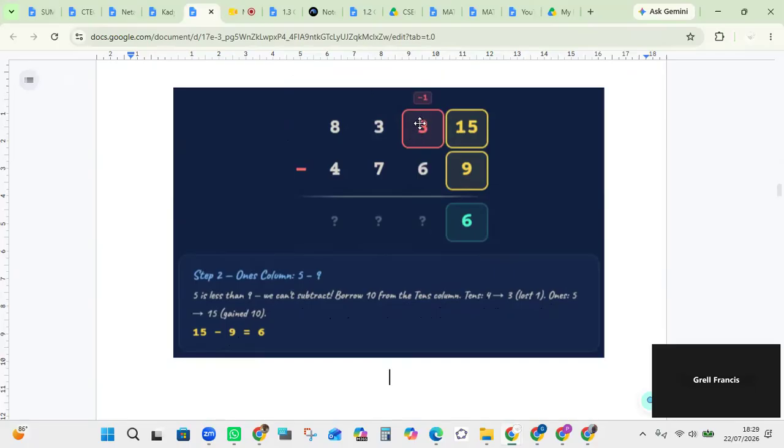And 10 was taken out from 40, making it 30. And that 10 was added to 5 to make it 15. And 15 subtract 9 will give us 6.